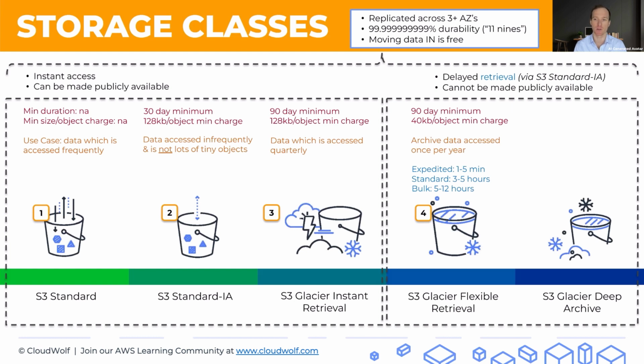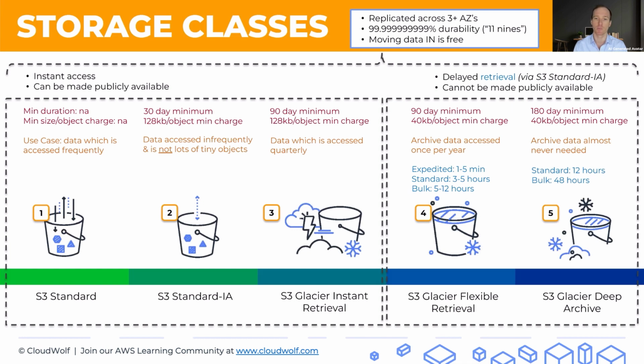And here, because there's no instant access, there are retrieval times. There's expedited retrieval 1 to 5 minutes, standard 3 to 5 hours, and bulk 5 to 12 hours. And of course, the faster, the more expensive it will be. And finally, the S3 Glacier deep archive, 180-day minimum charge, 40 kilobytes per object. This is used to archive data that is almost never needed, for example, that you have to keep for regulatory purposes. And the retrieval here is standard 12 hours, bulk 48 hours.